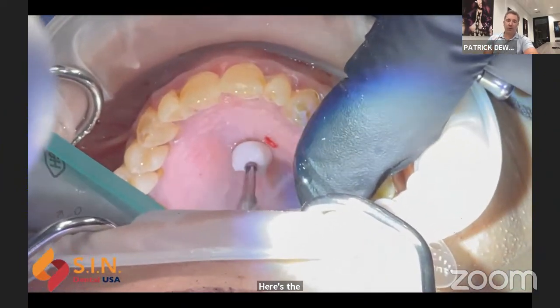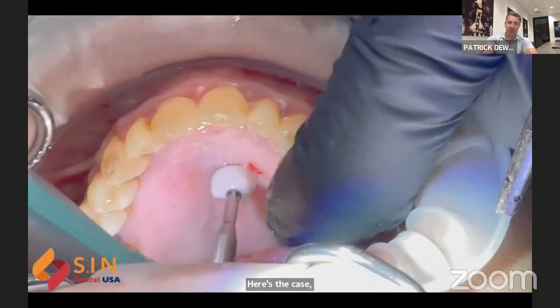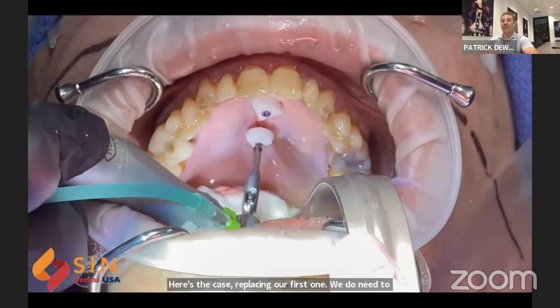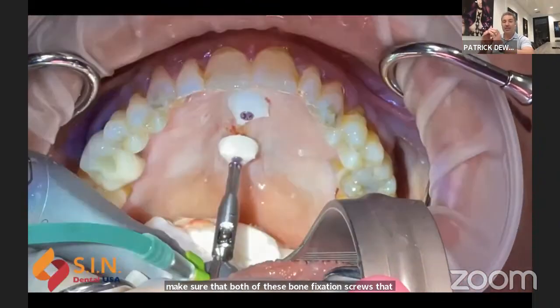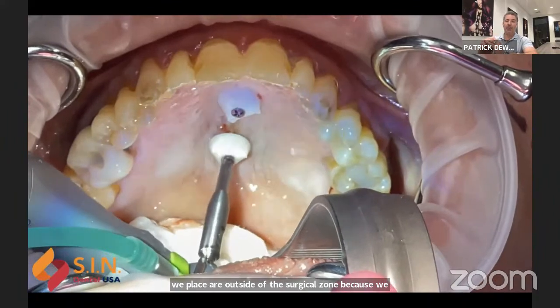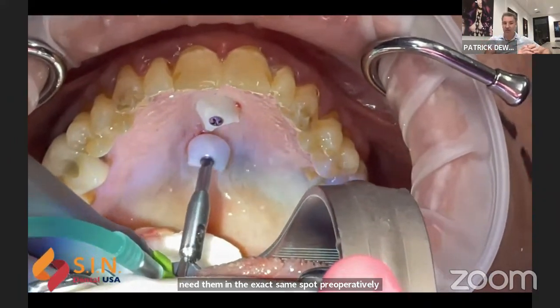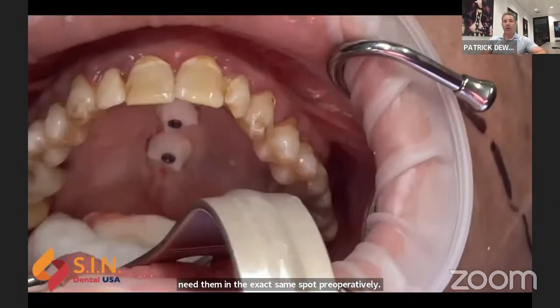We do need to make sure that both of these bone fixation screws that we place are outside of the surgical zone, because we need them in the exact same spot preoperatively as postoperatively. We don't want them to move. We don't want them to rotate.